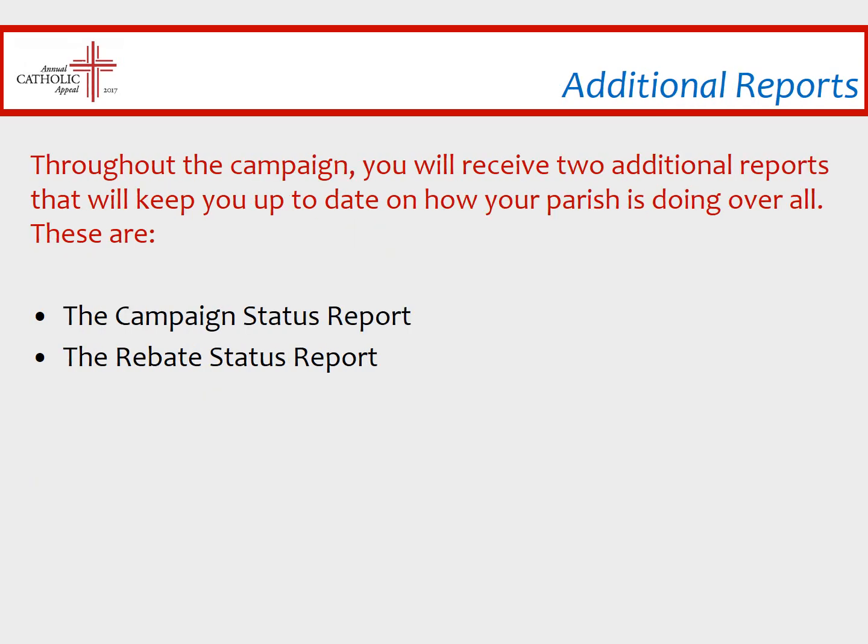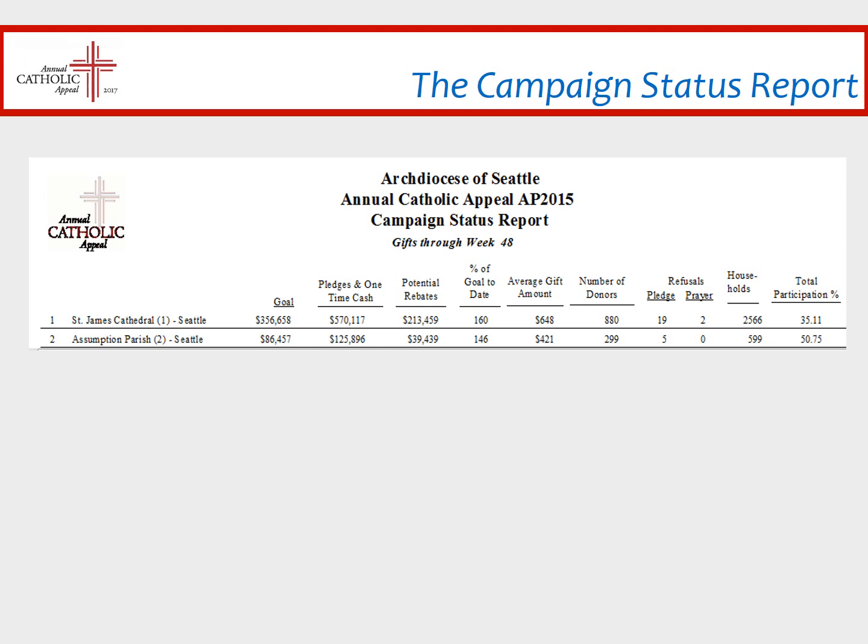Now, throughout the campaign, you will receive two additional reports that will keep you up to date on how your parish is doing overall. These are the campaign status report and the rebate status report. So here is the campaign status report, an example of what it looks like. I'm going to walk you through it from left to right, going over each column.